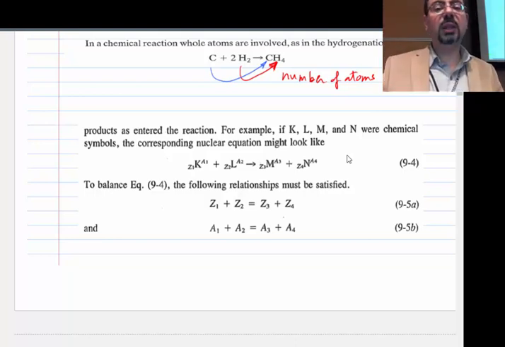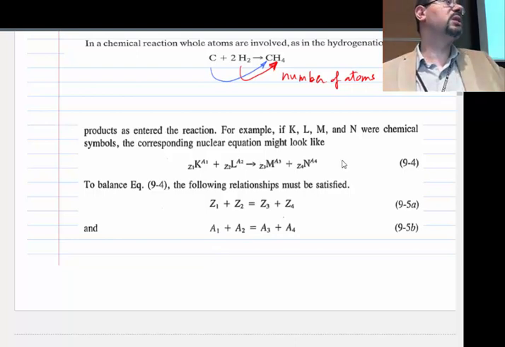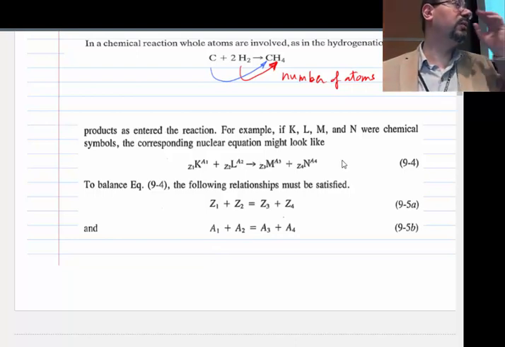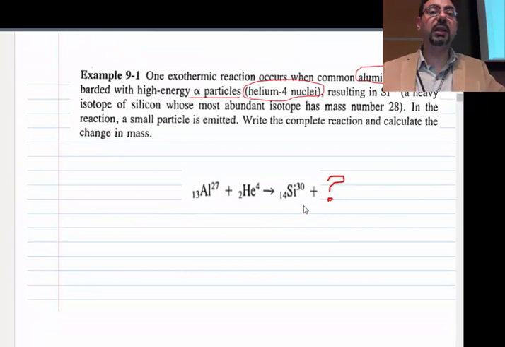Okay? And this is what this is saying to you. Z1 plus Z2 has to be equal to Z3 plus Z4. The number of positive charges needs to be the same, and A1 plus A2 should be equal to A3 plus A4. You end up with the same number of neutrons, the same number of total particles.